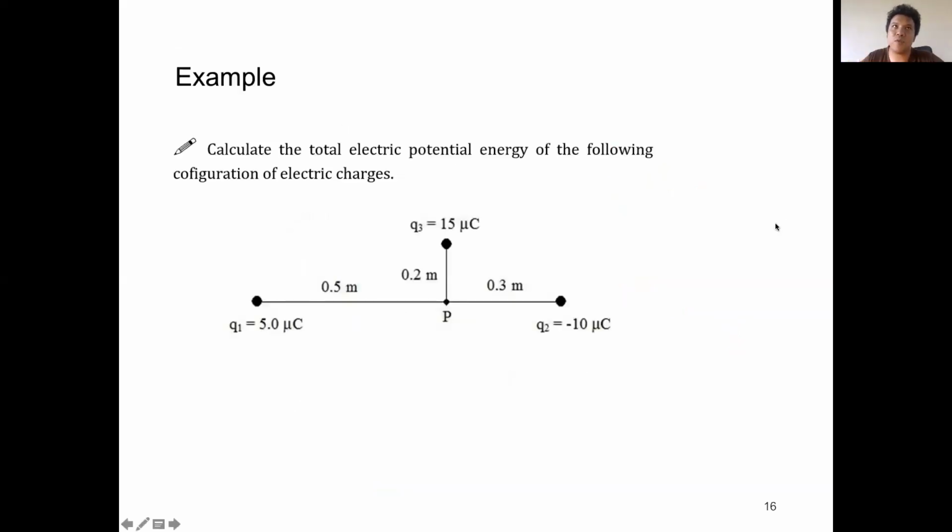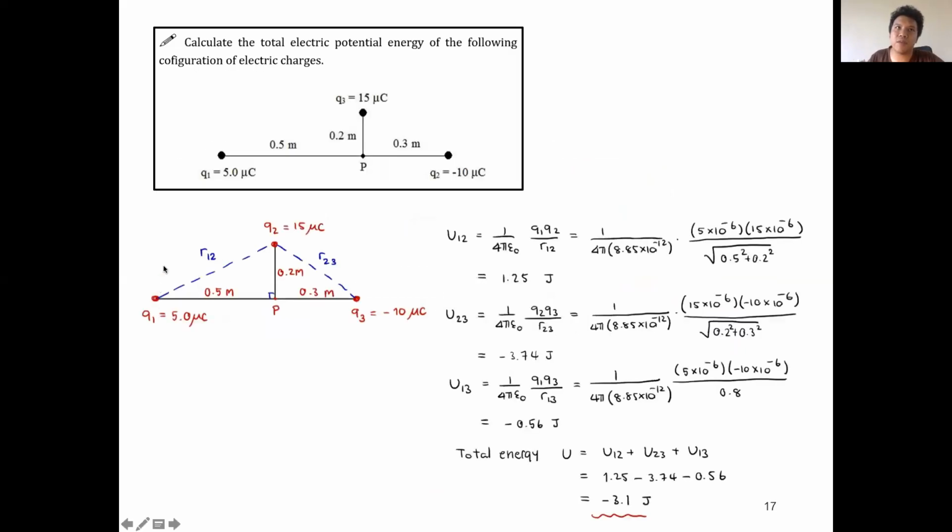Another example is to calculate total potential energy. In this case, you have the charges Q1, Q2, and Q3. Just create a triangle with edges of distance R12, R23, and R13, and calculate 1, 2, 2, 3, and 1, 3, for all 3 pairs of charges in the system. For the total energy, we use the sum of the potential energy of all pairs.